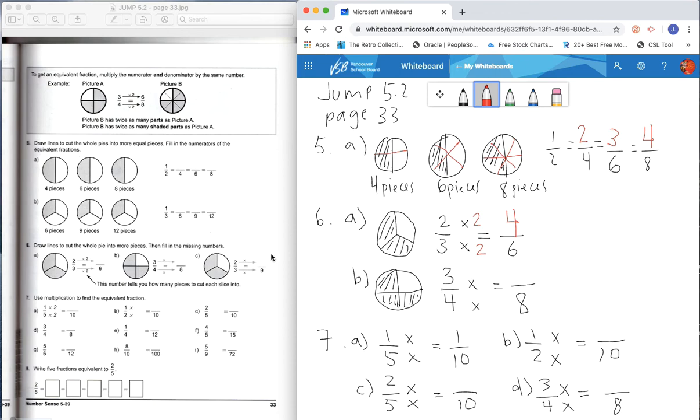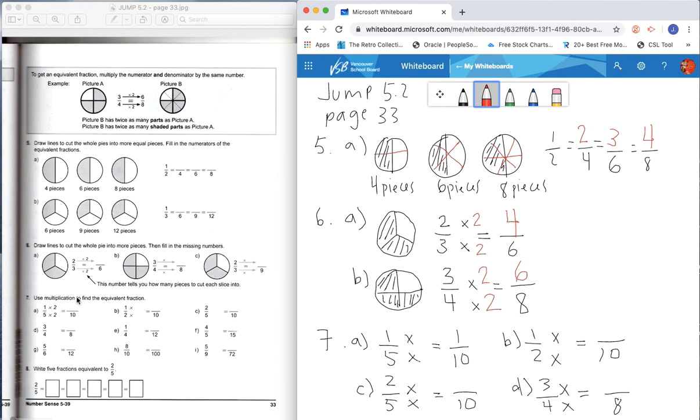Okay? Then B, we have 4 parts and 3 parts are shaded, so we have 3/4. And the equivalent fraction, the denominator is 8. So you have to think, 4 times what equals 8? 2. So remember, what you do to the bottom, you have to do to the top as well. Times 2, 3 times 2 equals 6. So write 6/8 here. So you're in charge of doing C yourself.